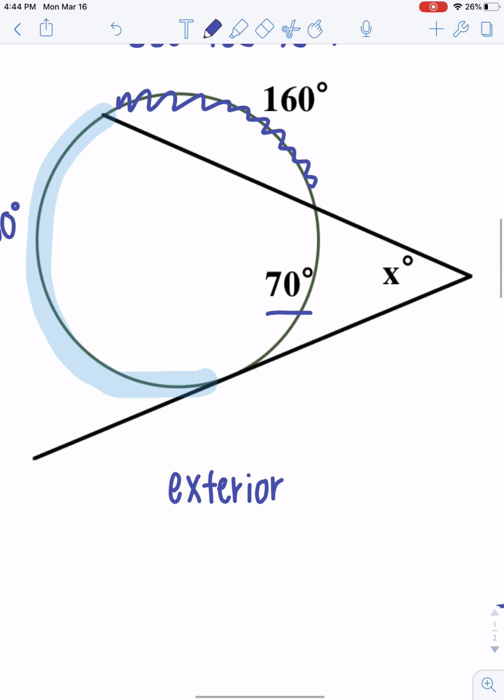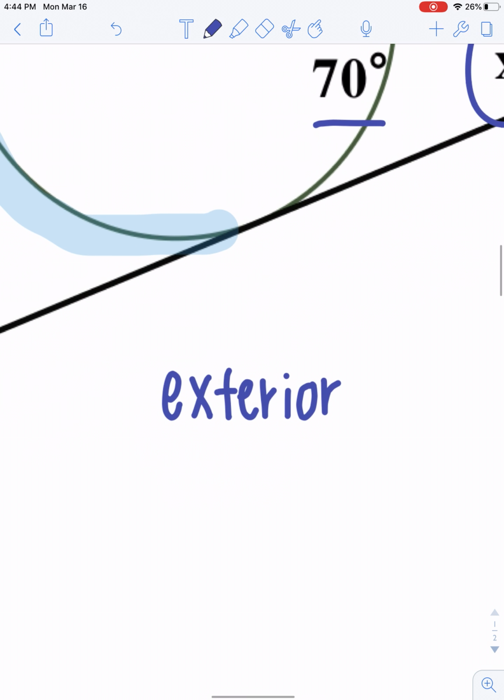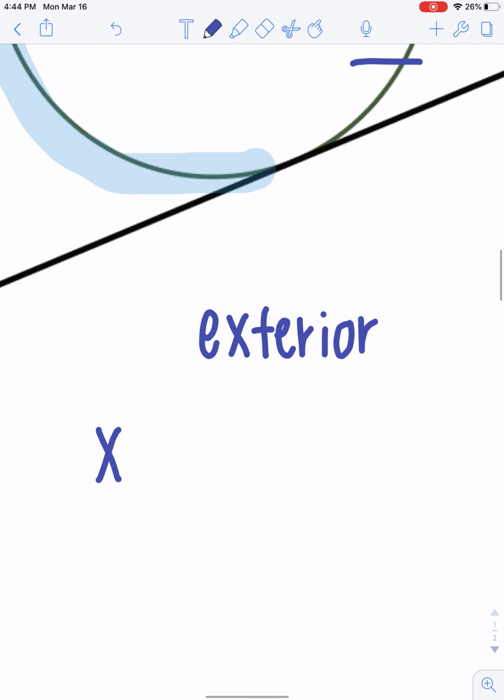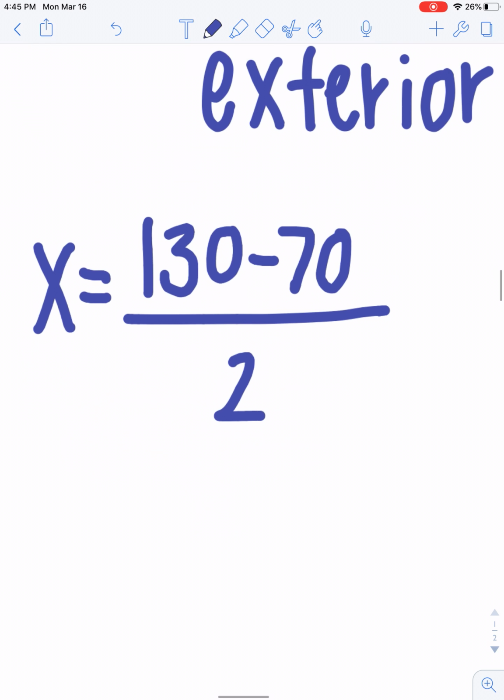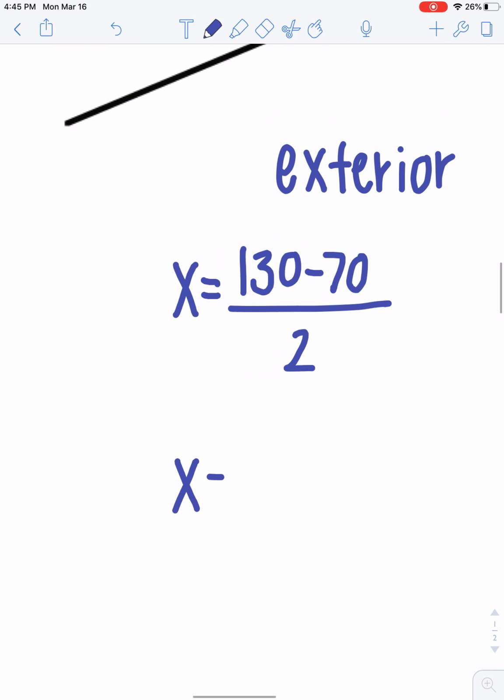So again, our exterior angle x is equal to 130 minus 70 over 2, so our intercepted arcs divided by 2. When we do our algebra, we get that x is equal to 30 degrees.